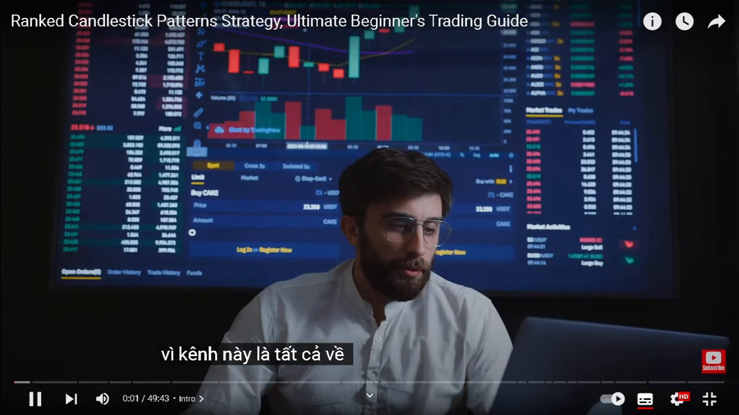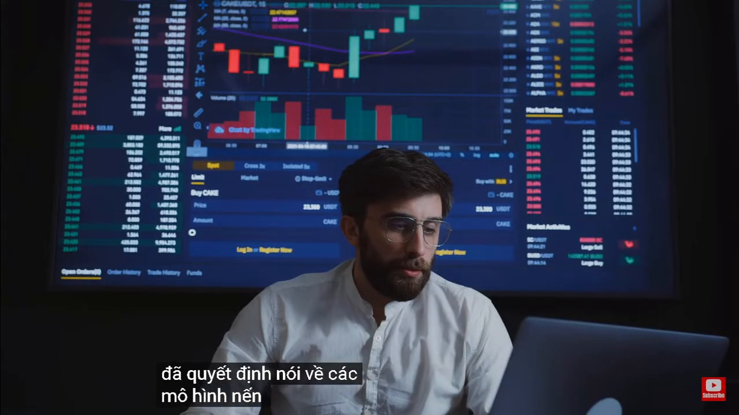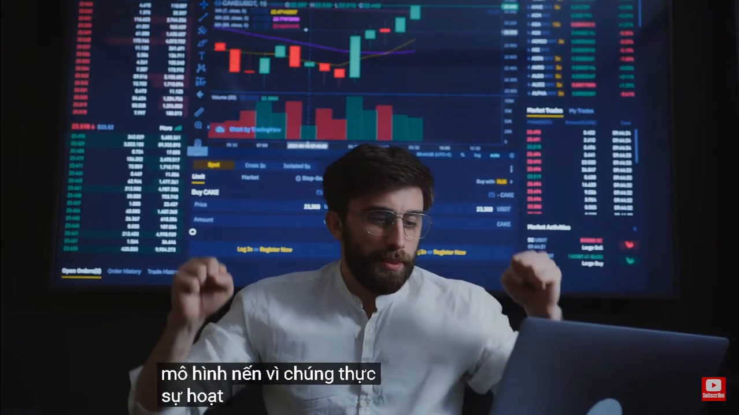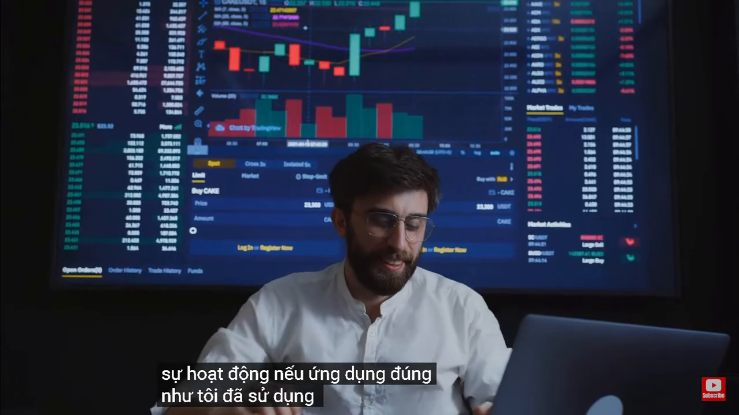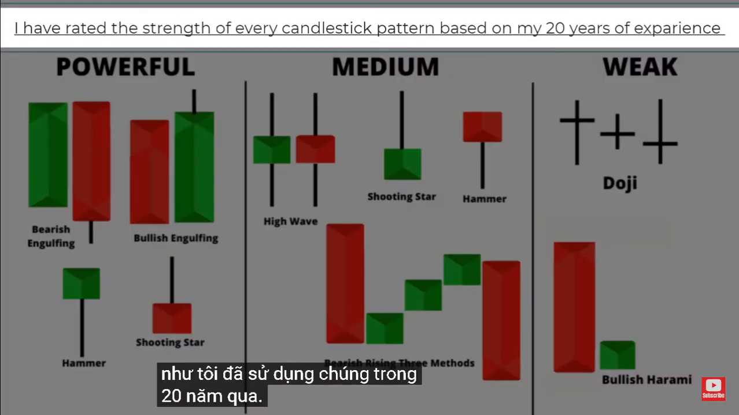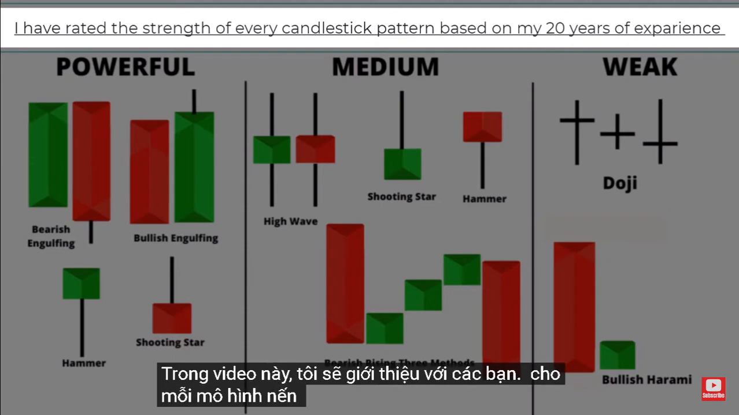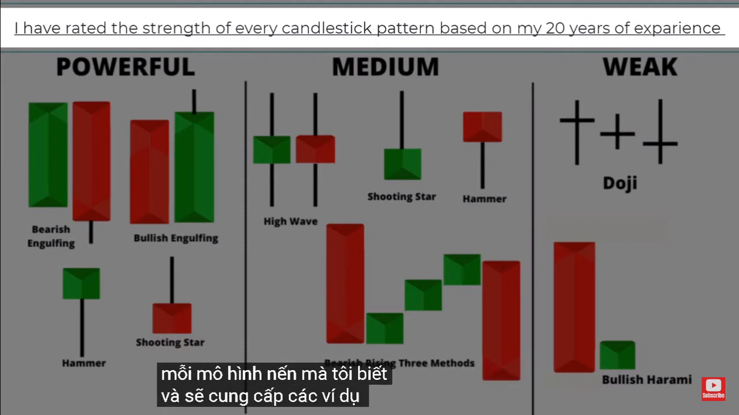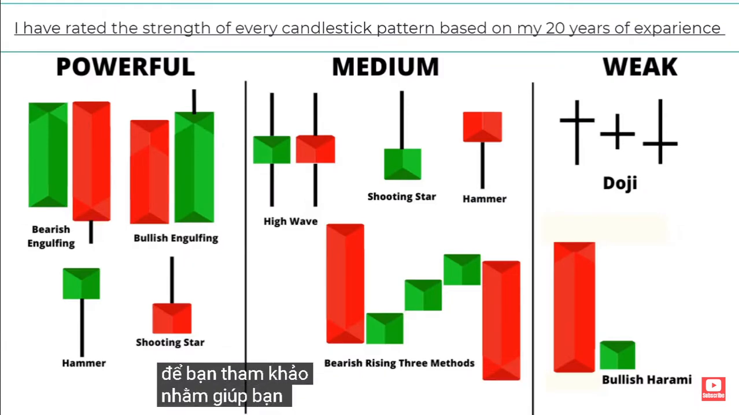To correctly apply the technical analysis, I have decided to talk about the candlestick patterns, because they really do work if the application is correct, as I have been using them for the past 20 years. In this video, I will introduce you to each candlestick pattern that I know of, and will provide examples on the live chart for your reference, to help you understand how the pattern should look like, and how to determine if it's tradable.